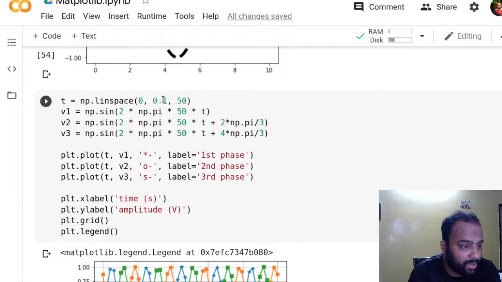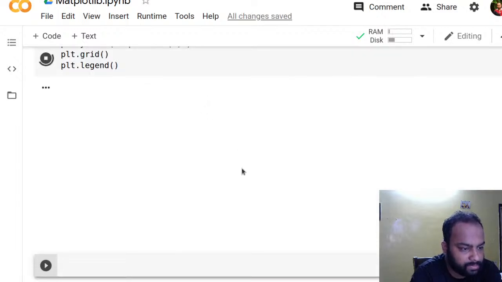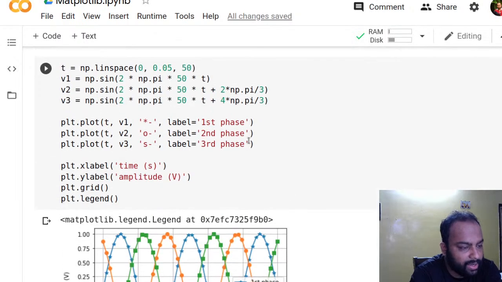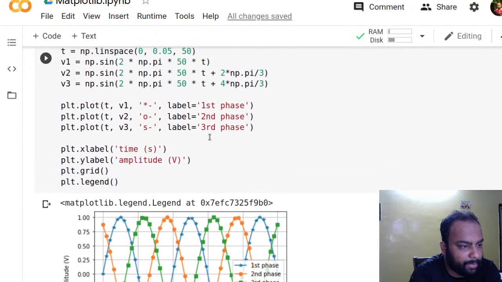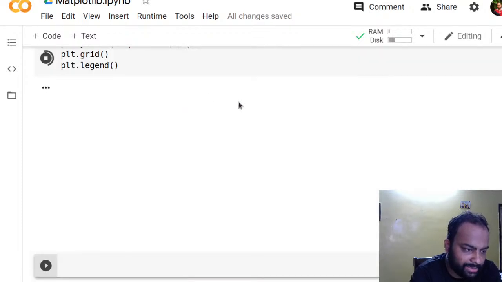5 full cycles of the sine waves within 0.1 second. So instead of doing that, let's reduce this. Let's make this plot up to 0.05 seconds. Nice. All right. Maybe I want to increase the number of points a little bit. So let's make this 100. Let's see what happens.